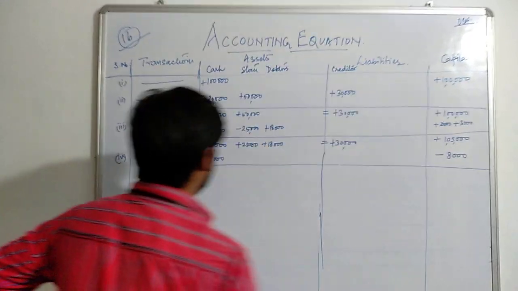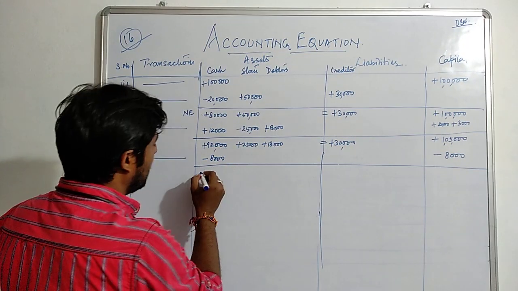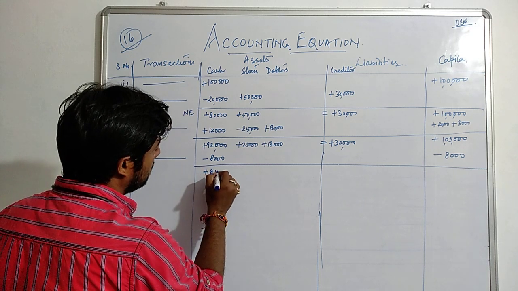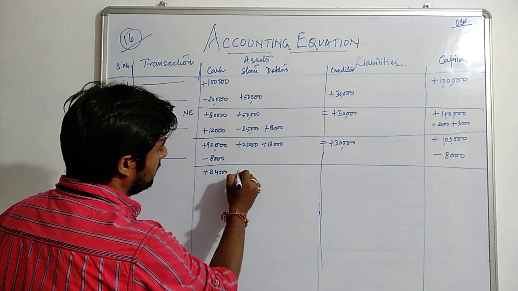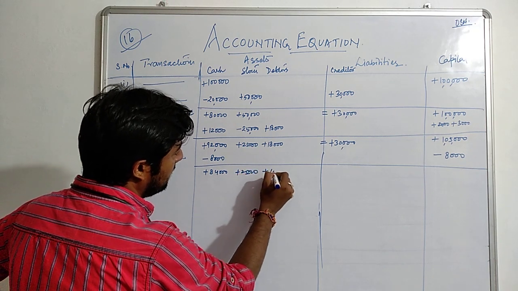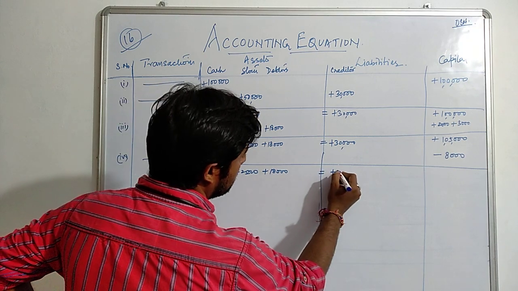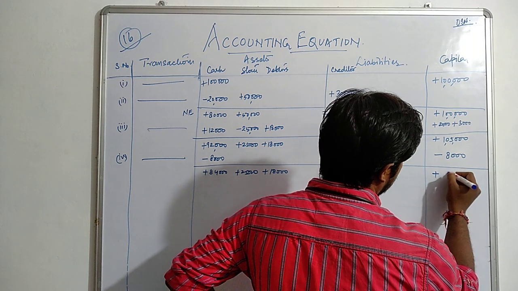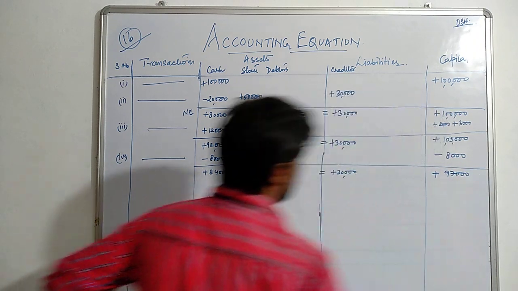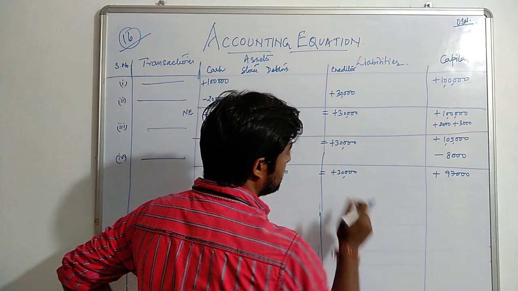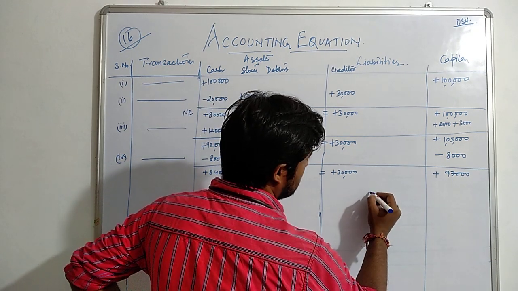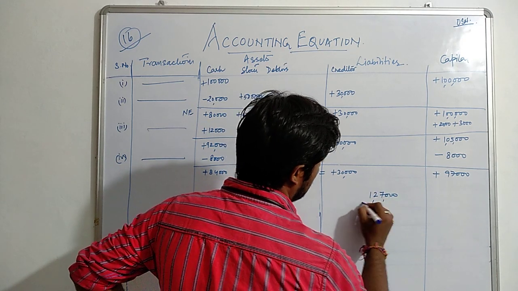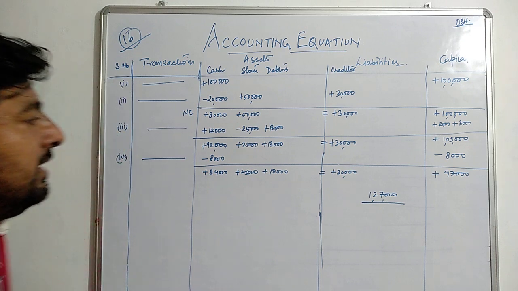Now do the calculation. 92 less 8, how much? This is 84. Correct now? 84. Here 25. Here 18. Here 30. And here how much? 97. Got the point? Now do the calculation. 97 plus 30, how much? This is 127. This is 127.